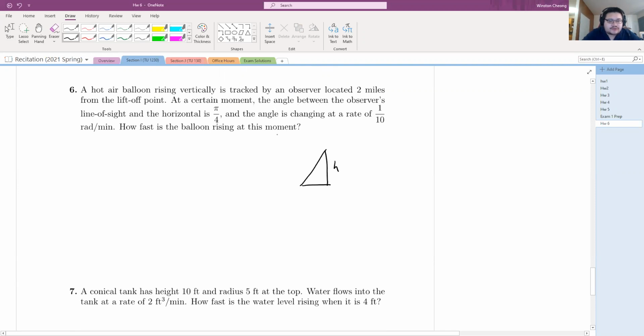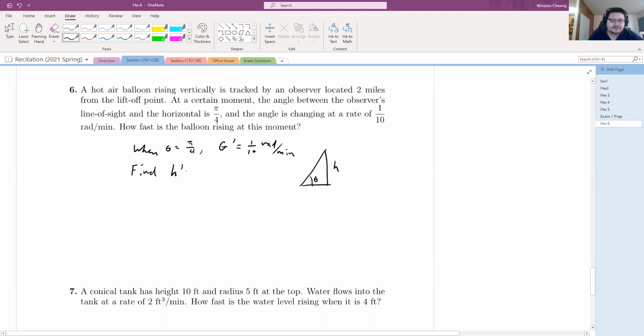The thing that you're actually doing is trying to figure out things involving angles. So you have a theta here, and it's specifying that the specific moment in time is given by theta equals pi over 4. Okay, let's translate this. When theta equals pi over 4, theta prime is equal to 1/10 radians per minute. That is this second sentence. And it wants us to figure out how fast the balloon is rising in that moment.